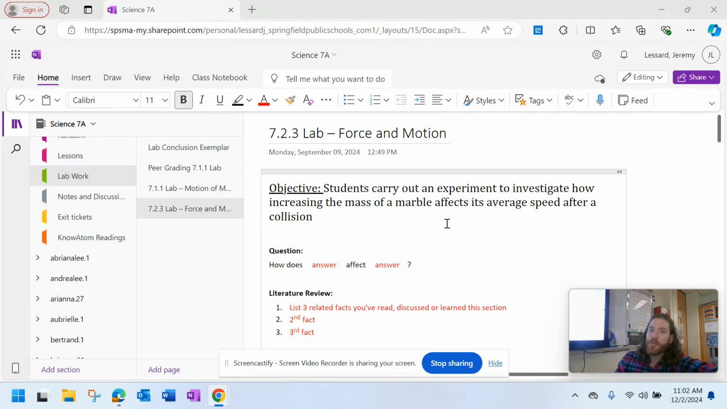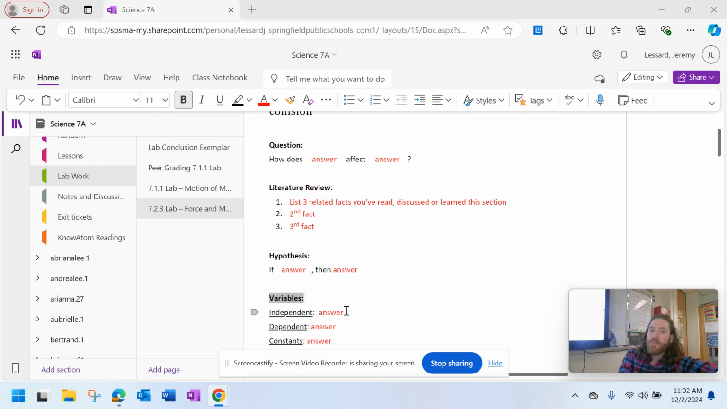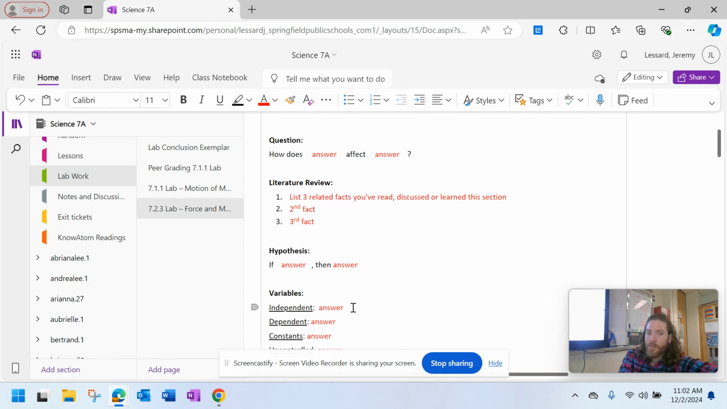So students will carry out an experiment to investigate how increasing the mass of a marble affects its average speed after a collision. So from that objective, we can pretty easily identify our variables, our independent variable and our dependent variable. We remember that the independent variable is the thing that the scientist has control over, the thing that they're going to change as part of the experiment. And the dependent variable is the thing that is going to be measured as a result of those changes.